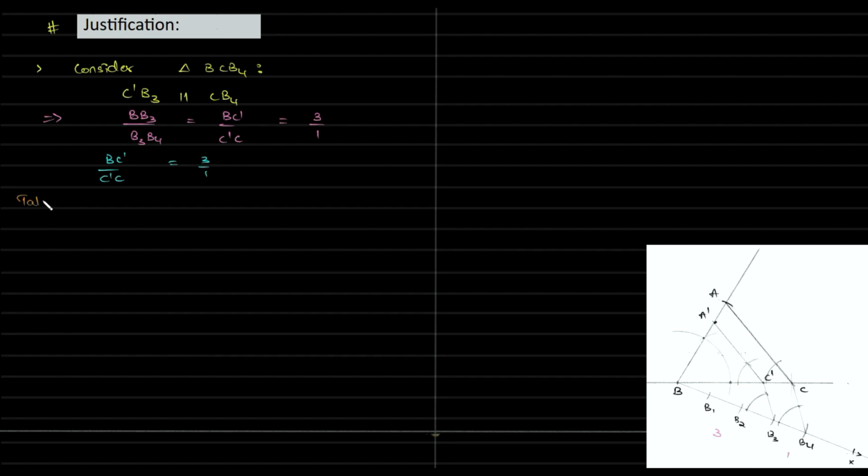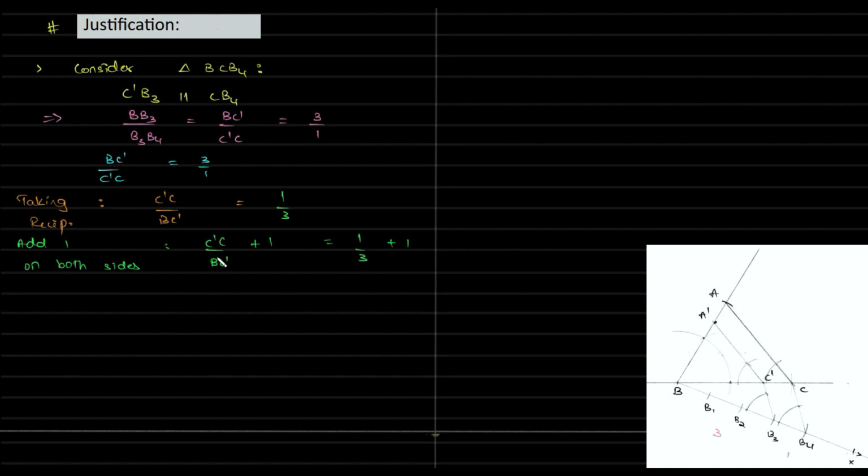So we'll take the reciprocal. Taking reciprocal, we get C dash C by BC dash, which is equal to 3 by 1. Then we add 1 on both sides. So we get C dash C by BC dash plus 1 is equal to 3 by 1 plus 1. Oh, my bad. This would be 1 by 3, right? I missed that. 1 by 3.